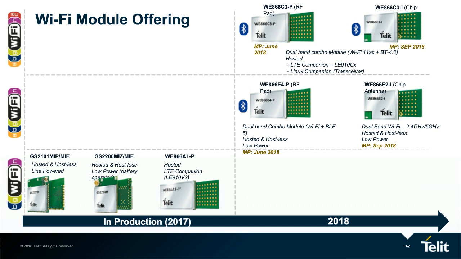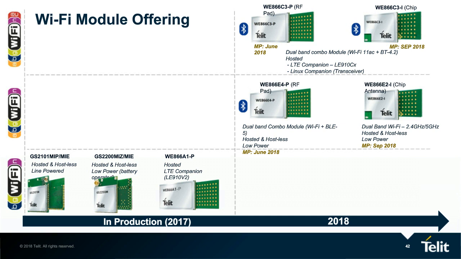We are coming up with dual band ABGN modules. That means we'll be supporting 2.4 gig and 5 gig ABGN, and it is also going to be a combo module, that is Wi-Fi plus BLE5. And on the top, you can see that we are also coming up with an ABGN AC part, again a dual band 2.4 gig and 5 gig with 11 AC capabilities with a BT 4.2. So these are the various module offerings that we have at this point in time on the Wi-Fi.